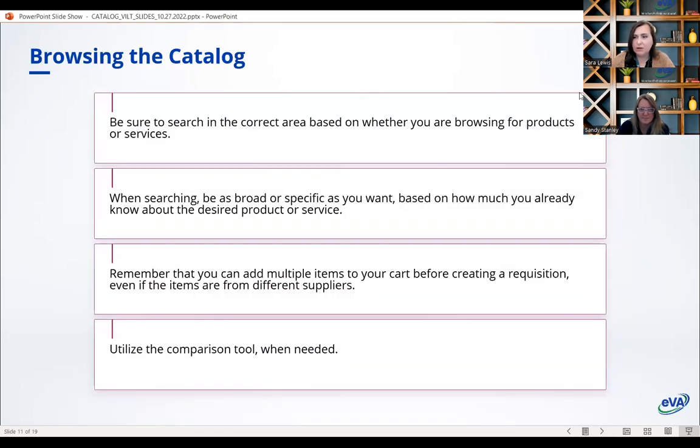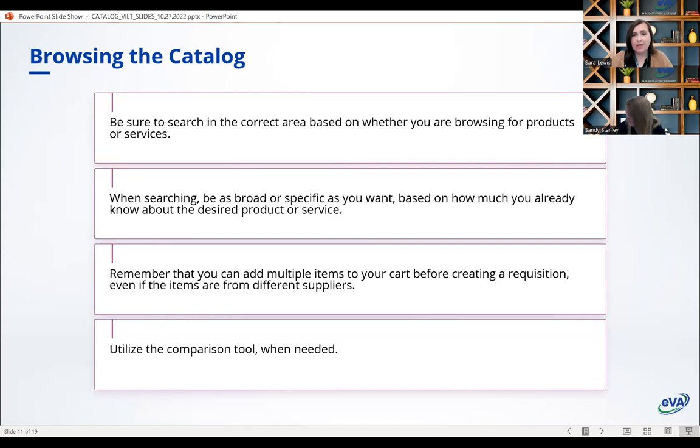So let's talk about some best practices for browsing the catalog. First, you want to make sure that you're in the correct area based on whether you're looking for products or services. Then when you're searching, know that you can be as broad or specific as you want. It really just depends on how much you know about what you want to purchase, whether it's a product or a service.